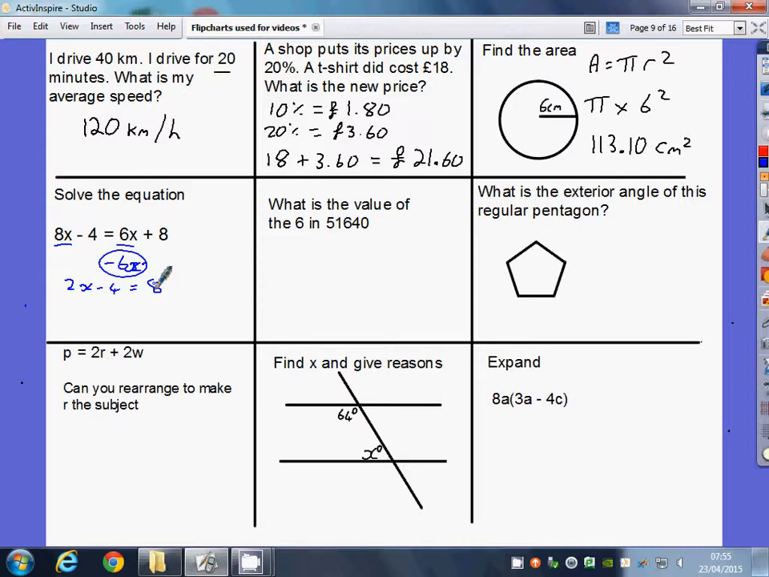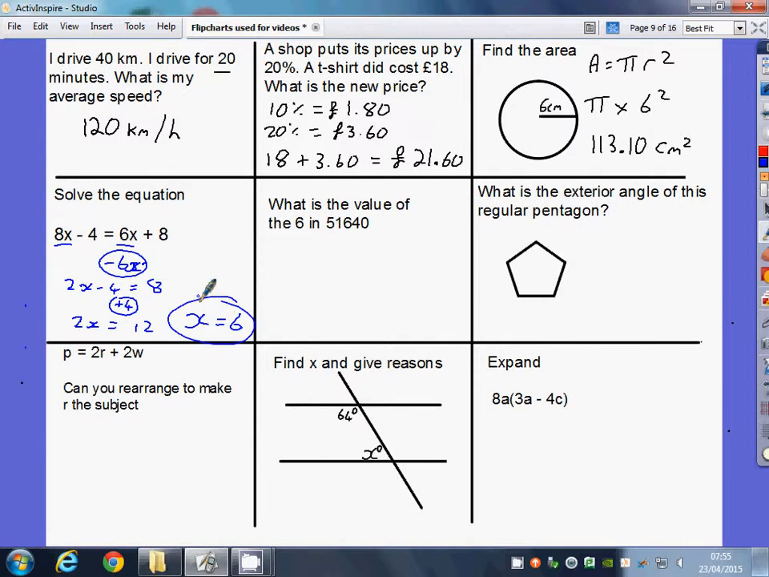I now want to get all of my numbers on the same side, so I add 4 to both sides, which leaves 2x equals 12. I've run out of space, but then what you're going to do is divide both sides by 2 to get x on its own, and 12 divided by 2 gives me an answer of x equals 6.